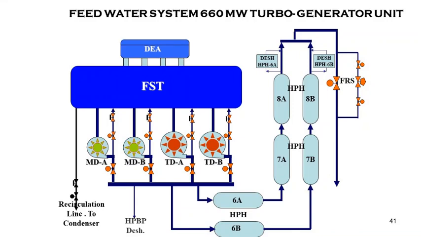There is cascading arrangement, drip cascading arrangement, and drain cascading arrangement. And from here, after the highest pressure and highest temperature heater, this feed water is going through the some dissipating section to the feed regulating station, feed control station, and from there it is going to the boiler economizer zone.